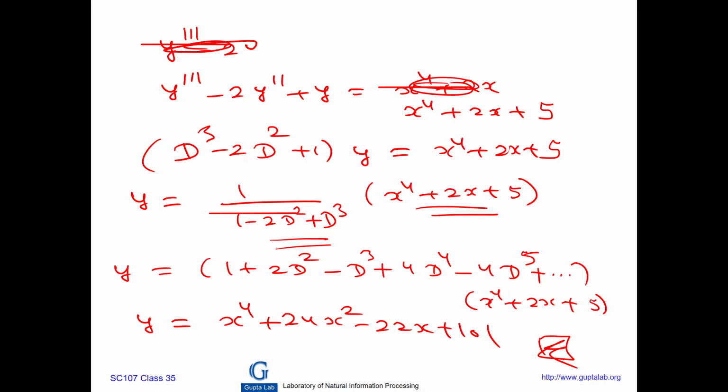So series expansion: I am using the 1 over 1 minus x kind of thing here. Take the minus out, and this is nothing but 2D square minus D cube. Expand it and then apply. The highest power we need to take is up to 5, because the highest power here is 4, so that everything is taken care of.